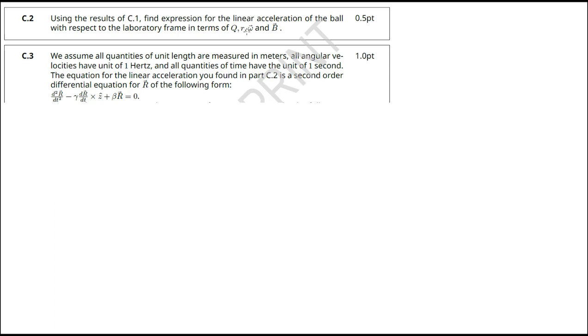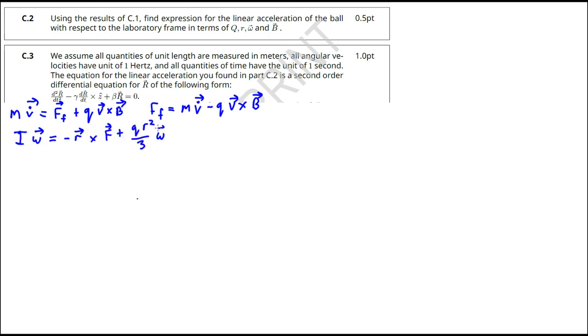They're kind of nice in that they tell us to use the results of C1, so from that we've got our force formula, which we can rearrange to get the friction force. Then we also have our torque law, which is... And then what we haven't considered is our no-slip conditions as well. So let's just have a look at those.